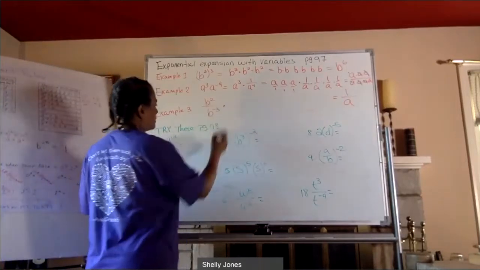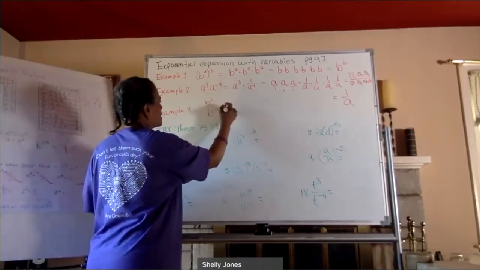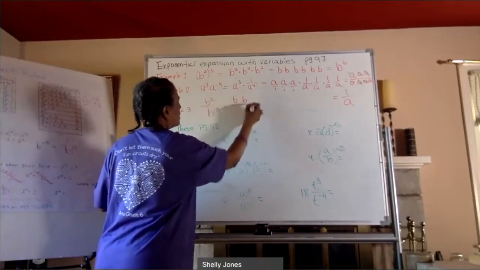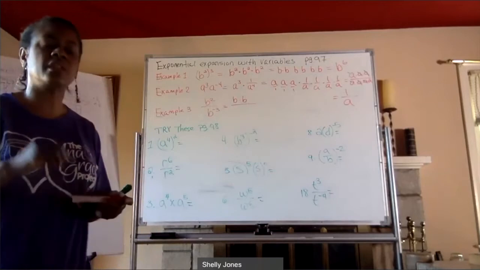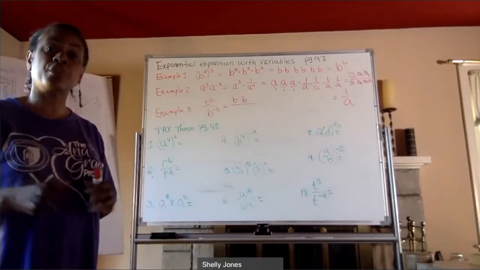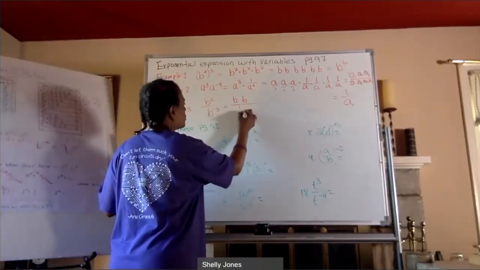Oh my goodness. Okay, so I have, this is the same as b times b, and b to the negative three is 1 over b to the third. So I'm going to write that out, 1 over b to the third.